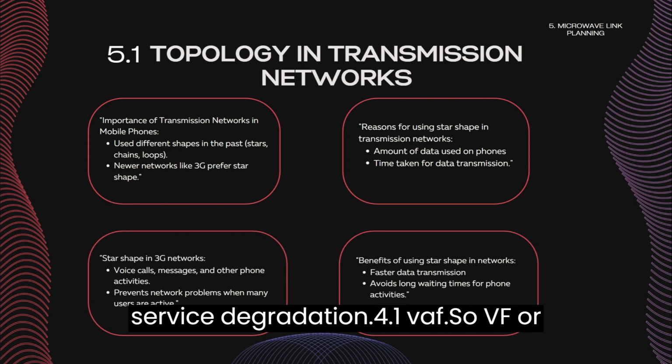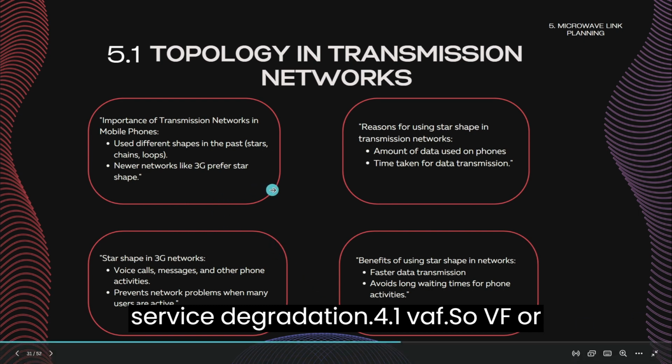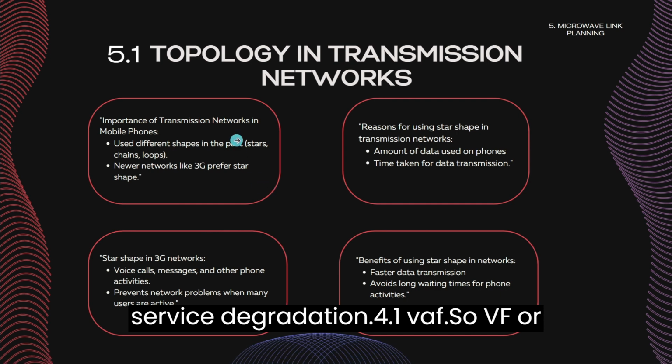In 5.1, topology in transmission networks. So how is it important? Transmission networks are important for mobile phones to work, and in the past these networks used different shapes like stars, chains, and loops to work. But in newer networks like 3G, they prefer to use a star shape.